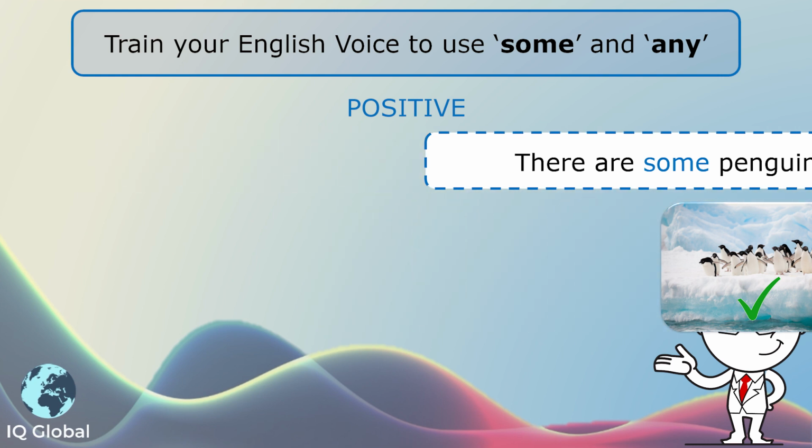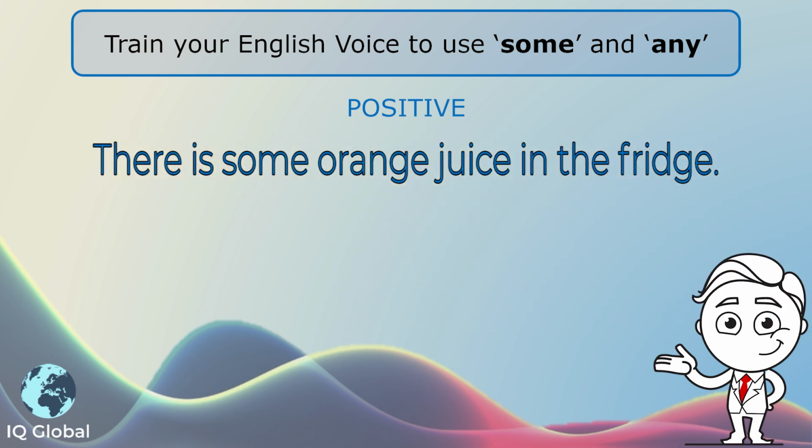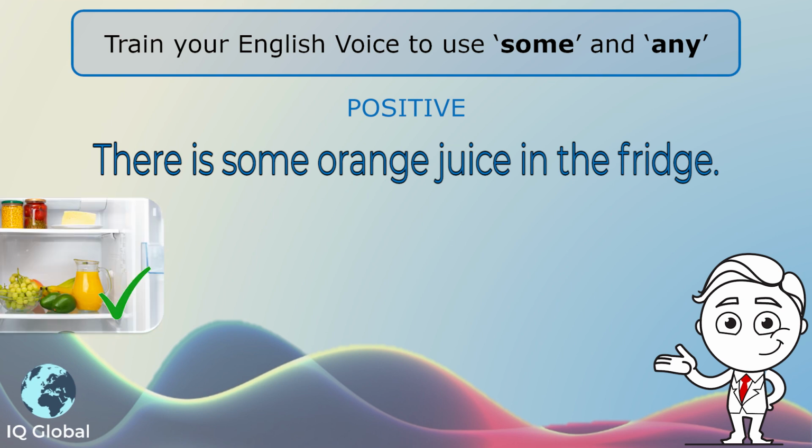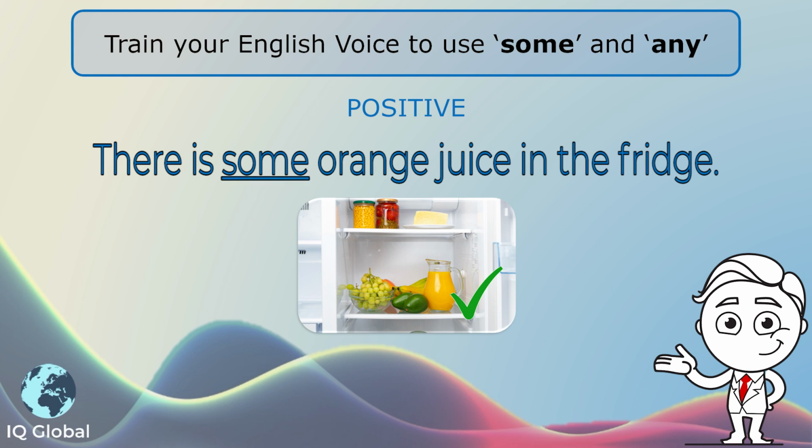Let's have a look at another example. There is some orange juice in the fridge. So here I'm using the word some because there is a certain quantity of orange juice in the fridge.